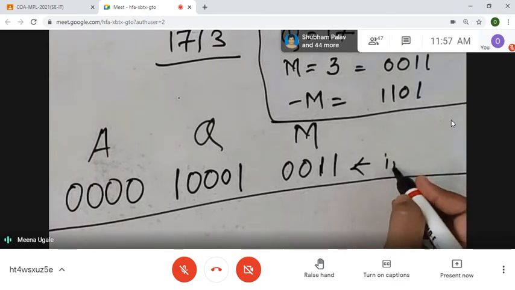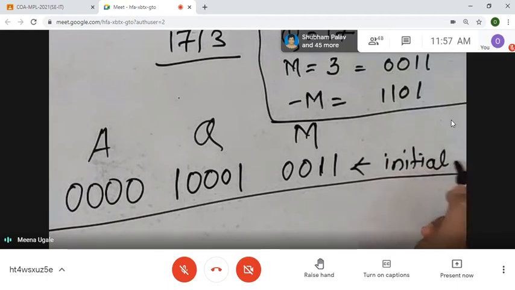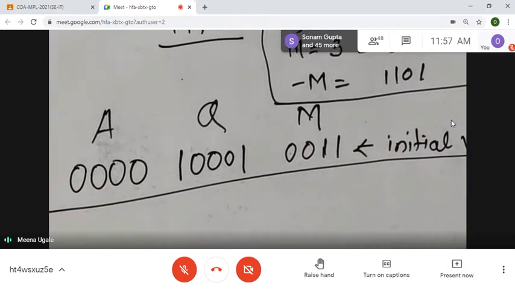I hope my screen, or the whiteboard, is visible. Anywhere if it is not, then please tell me, I will just move. So this is your first step of initial declaration.